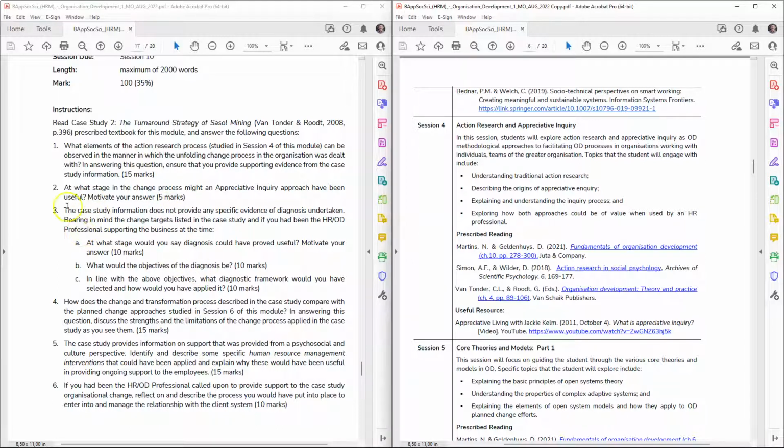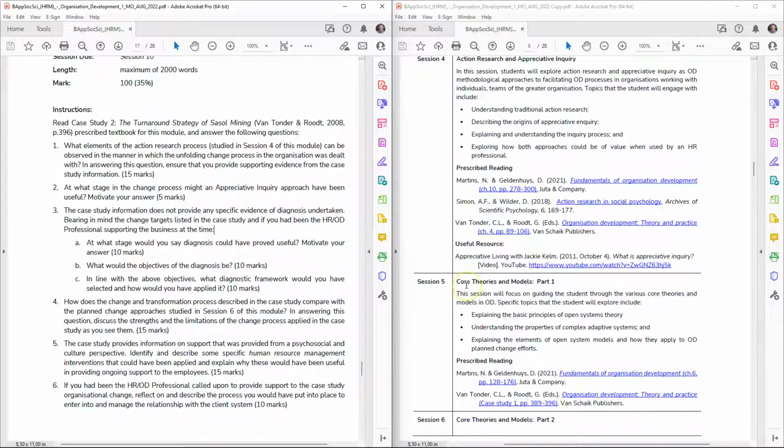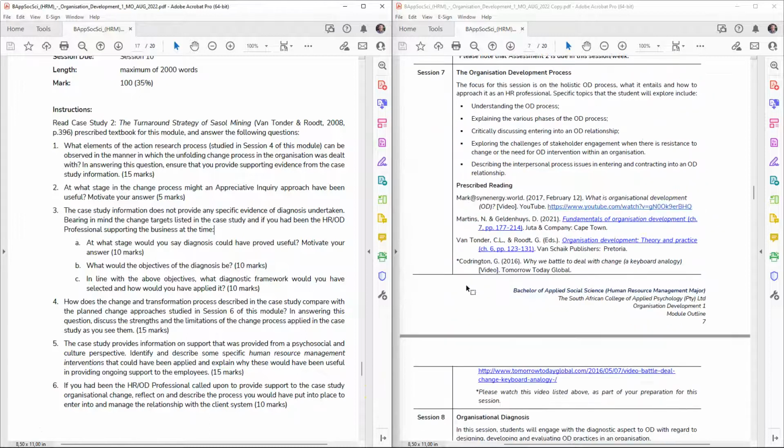So then the case study number 3. The case study information does not provide any specific evidence of diagnosis undertaken, bearing in mind the change targets listed in the case study. And if you had been the HR/OD professional supporting the business at the time, at what stage would you say diagnosis could have proved useful? Motivate your own answers.